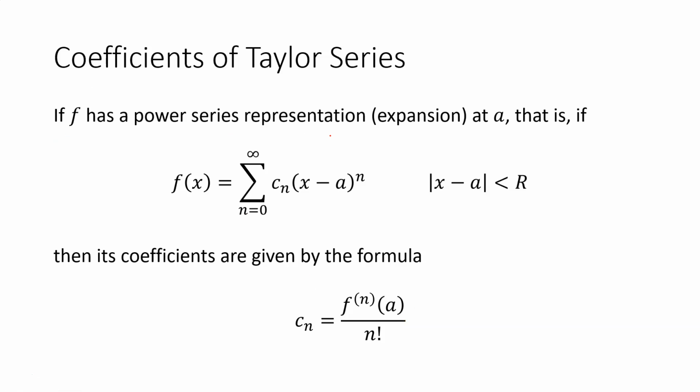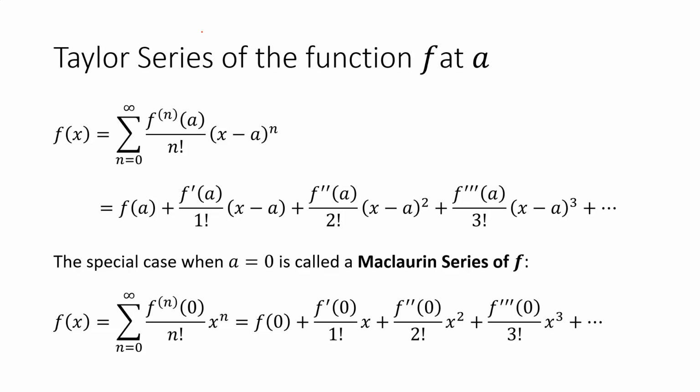So if f has a power series representation at a, in other words something of this form, then its coefficients are given by the formula c_n equals the nth derivative at a over n factorial. And in fact what we have here is a Taylor series. So the Taylor series of a function f at a is given by this formula: the nth derivative at a over n factorial for each of the coefficients, times (x minus a) to the n.